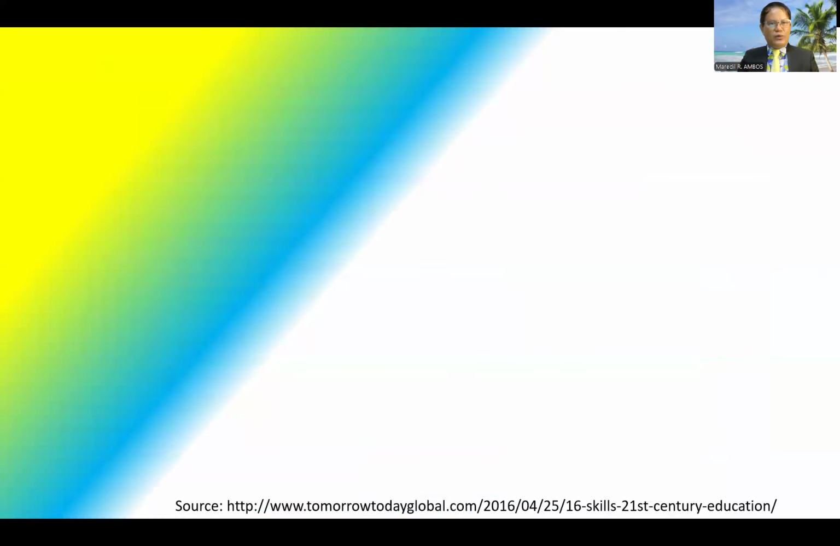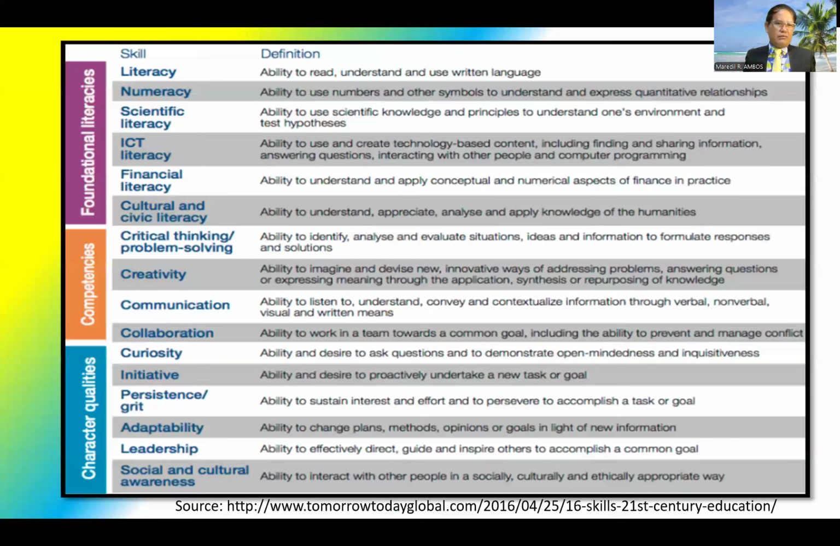Let's discuss one by one. When we say literacy, the skill under foundational literacies, it talks about being able to read, understand, and use written language. We have also numeracy, the ability to use numbers and symbols to understand and express quantitative relationships. And when we say scientific literacy, there is scientific knowledge and principles. It is made up of a process, and with the process, we have steps.